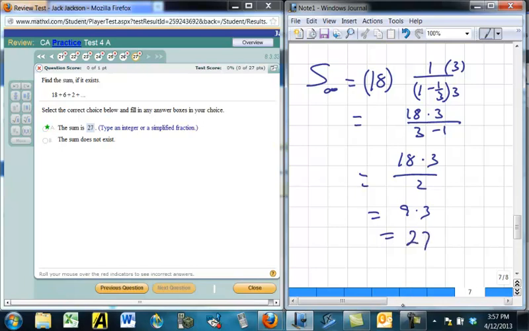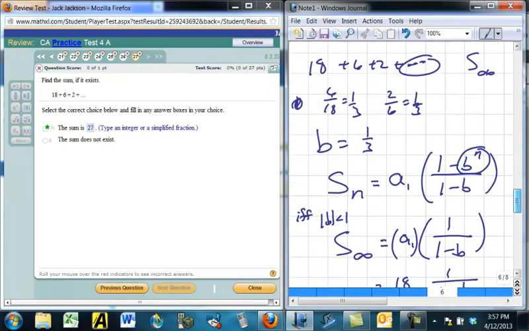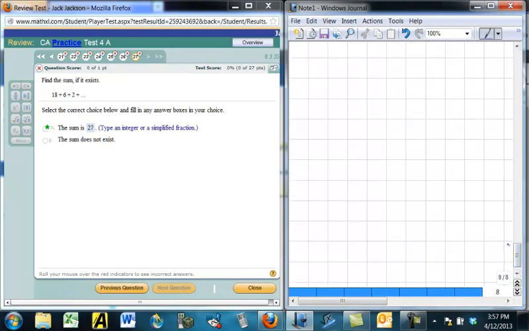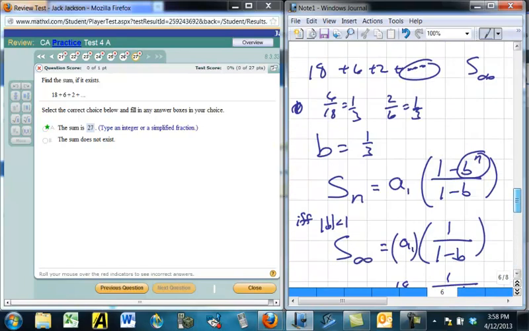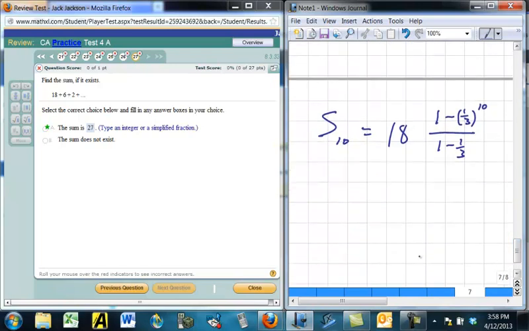It's pretty remarkable if you think about it. You're adding up an infinite number of things, and yet you get a finite answer at the end. Pretty cool result. Just for practice, suppose we'd only wanted to add up the first 10 things. Then you'd have 1/3 to the 10th here, and this would be minus 1/3 here, and you still have your first term, which I believe was 18. And of course you could simplify that.